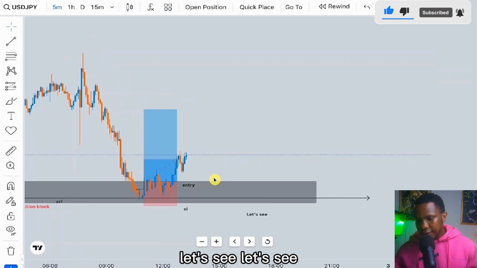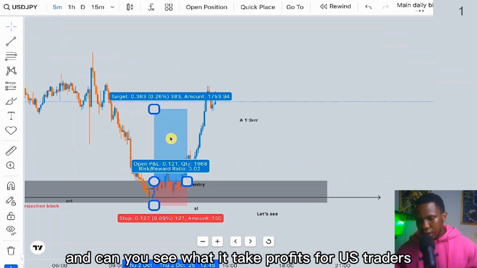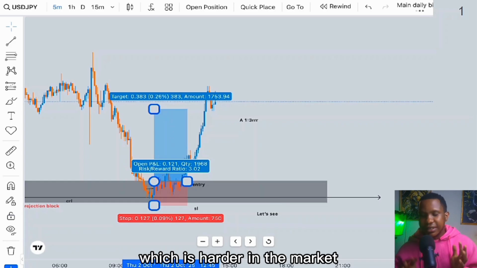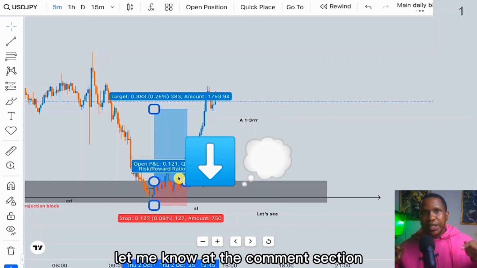Let's see. And can you see a take profit for us, traders? Which is harder in the market, finding a setup or trusting it? Let me know in the comment section.